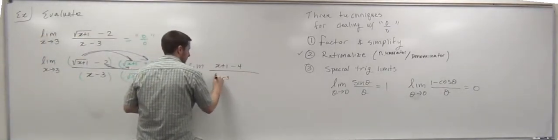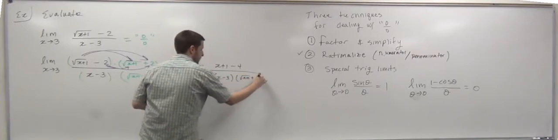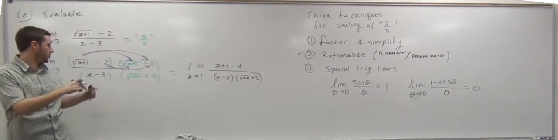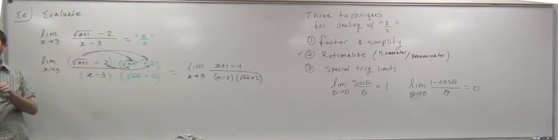But they don't know the same thing. It's the limit as x goes to 3. Oh, 3. If it were 1, we wouldn't need to do this.